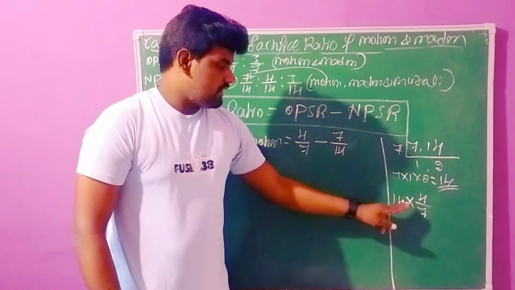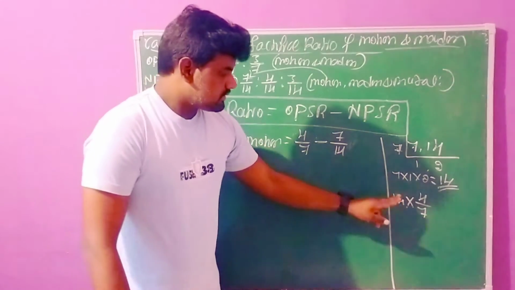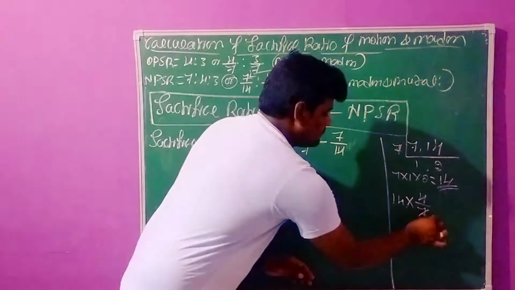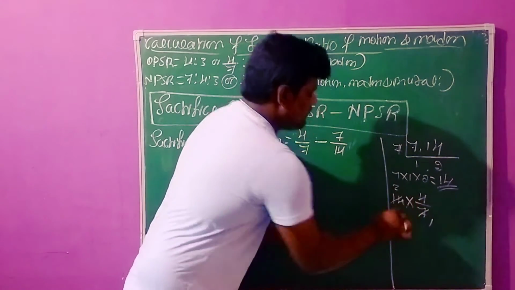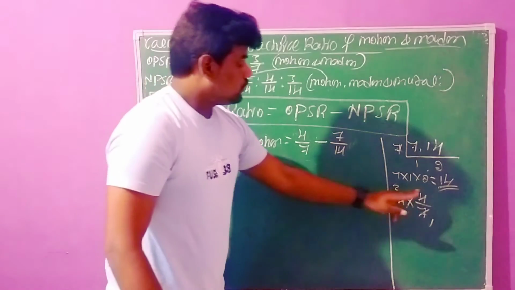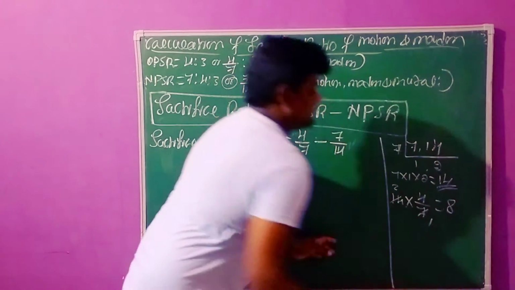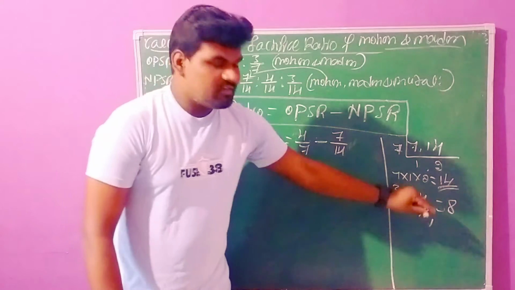14, this is the maximum value, right? 14 into 4 by 7. The first value we need to take. 7 ones are 7, 7 twos are 14. 2 fours are 8. One value we have simplified.